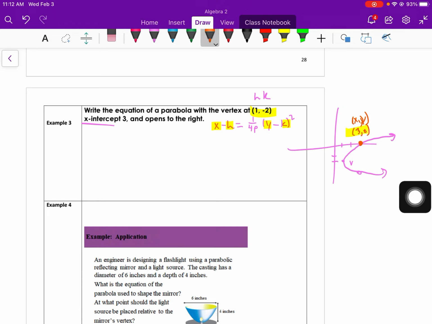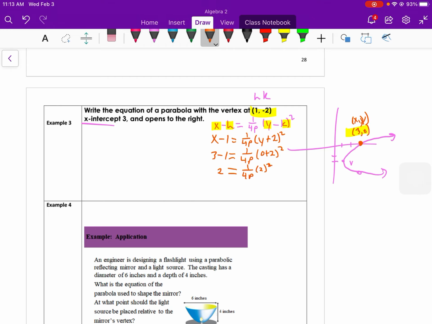So I'm going to plug in my h, k first. So I have x minus 1 equals 1 over 4p times y, it'd be minus a -2, so plus 2, squared. Now I'm going to plug in my x, y, which was over here, the point that the parabola went through. So I have 3 minus 1 equals 1 over 4p, and then y was 0 plus 2 squared. So then we have 2 equals 1 over 4p times 2 squared.